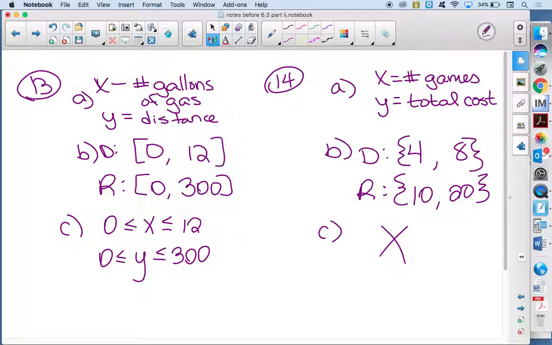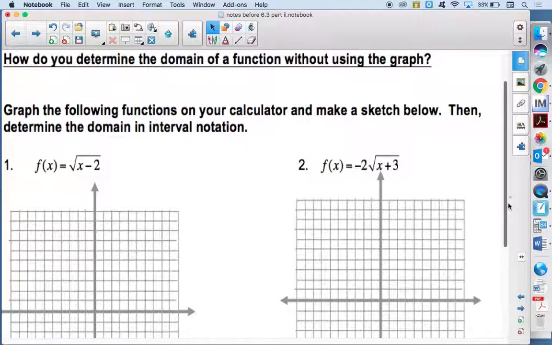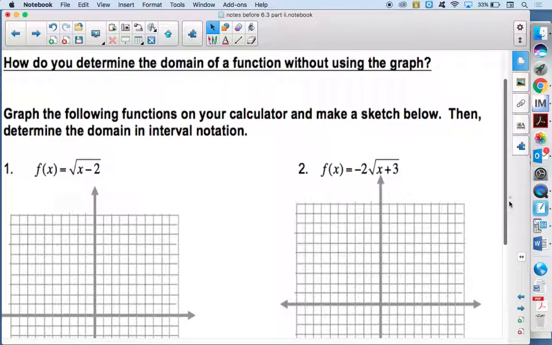So we are going to finish the notes in the small little domain and range packet today. We're going to rely on the calculator to get a couple of graphs to look at instead of the graph being given to you. Tomorrow we'll start back into the regular packet and start looking at functions and combining functions together along with analyzing the domain and range. So if you could take out that little packet. So the little packet from Friday.